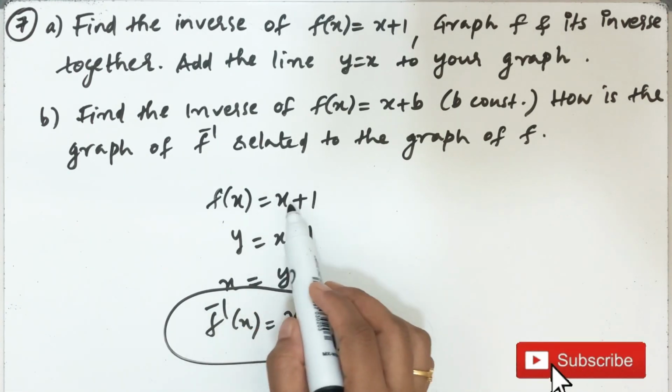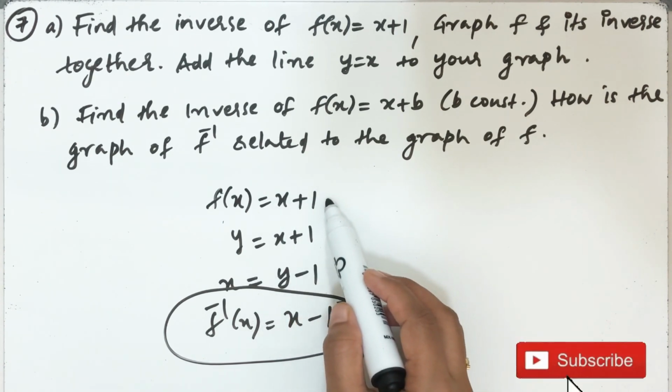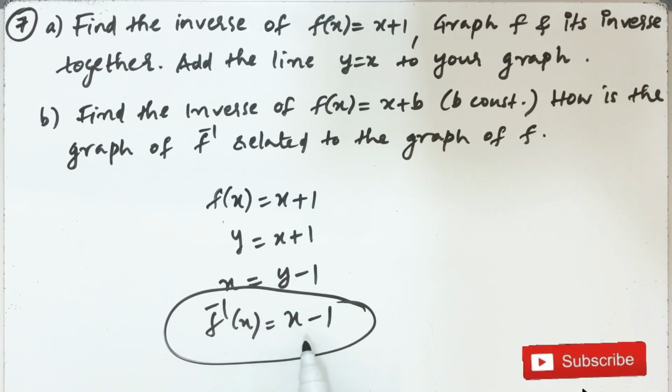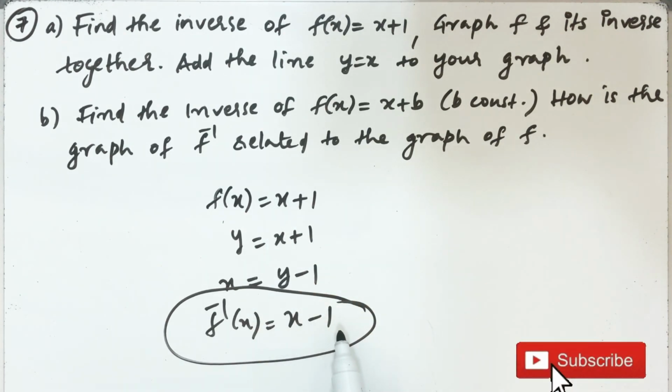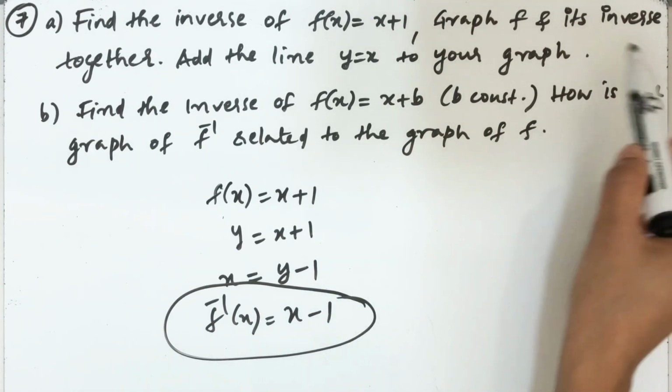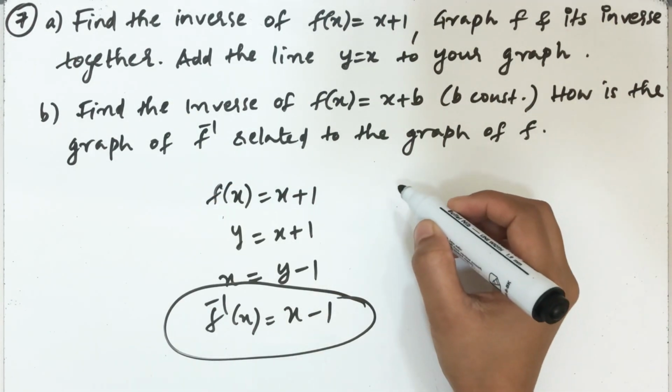That is, f of x is a line with the slope 1 and a y-intercept 1. Then f inverse of x is a line with the slope 1 by 1, that is 1 itself, and a y-intercept minus c by m, that is minus 1 by 1, that is minus 1. We have to graph f and its inverse. So we can see the coordinates to find the graph.